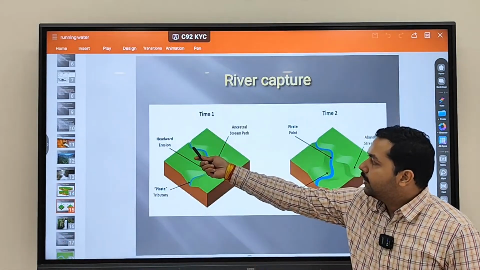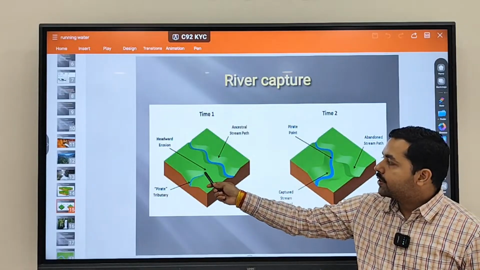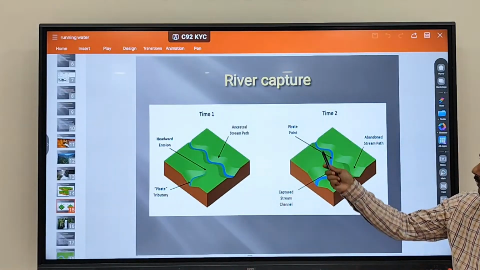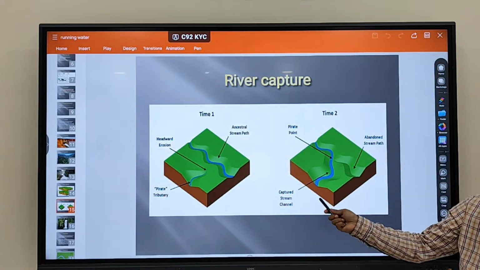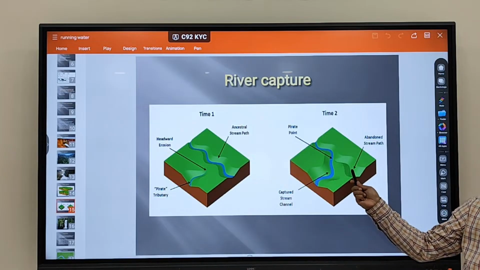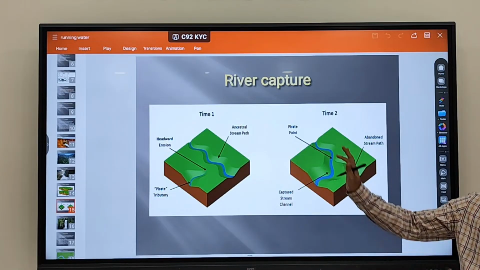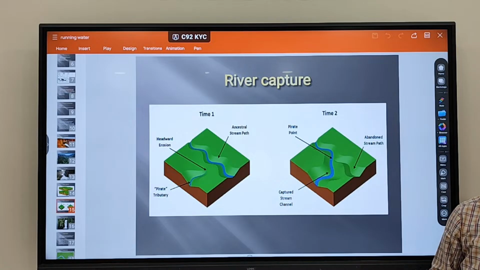Clear? Any doubt? Another thing that you find with river capture, the symbol figure is like this. You can see the river was moving like this. This is a tributary path. After that, the river started flowing like this and abandoned this particular path. This phenomenon is called river capture. Clear? Any doubt?